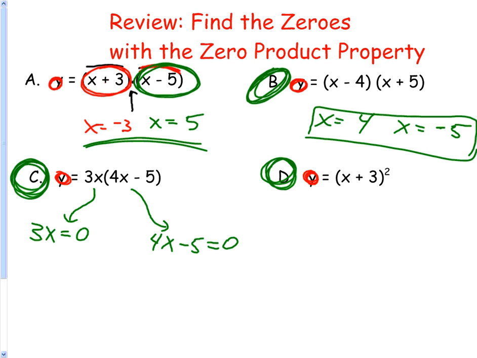4x minus 5 equals 0. And then what do we do? Add 5 to both sides, and I'd have 4x equals 5. And then what do we do? Divide by 4 on both sides. X equals 5/4. Over here, divide by 3, divide by 3. X equals 0 divided by 3.